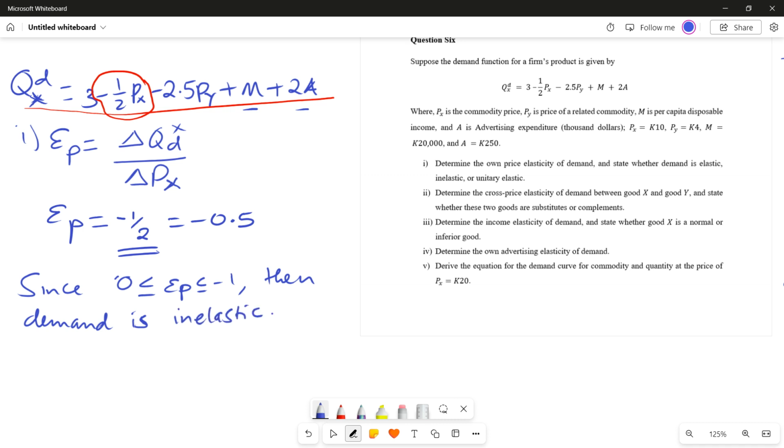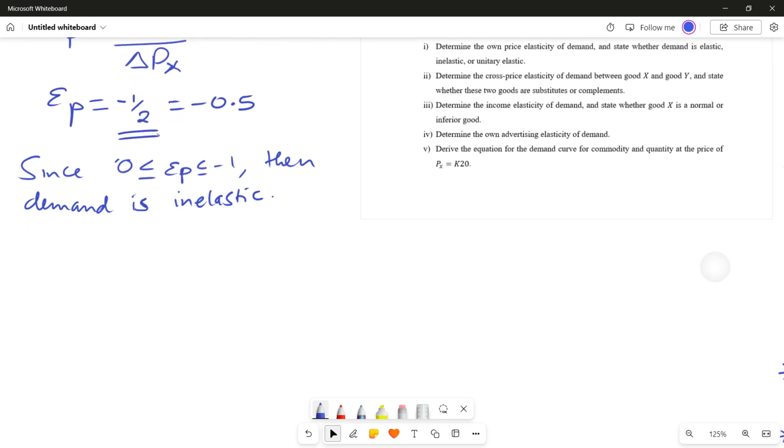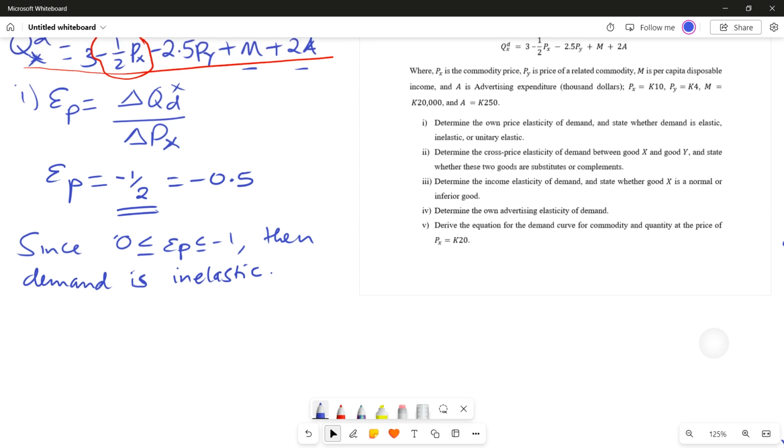Okay, so demand is therefore inelastic. So that is part 1. All right, then part 2, determine the cross price elasticity of demand between X and Y and state whether the two goods are substitutes or complements. All right, so part 2, we want to get cross price elasticity.